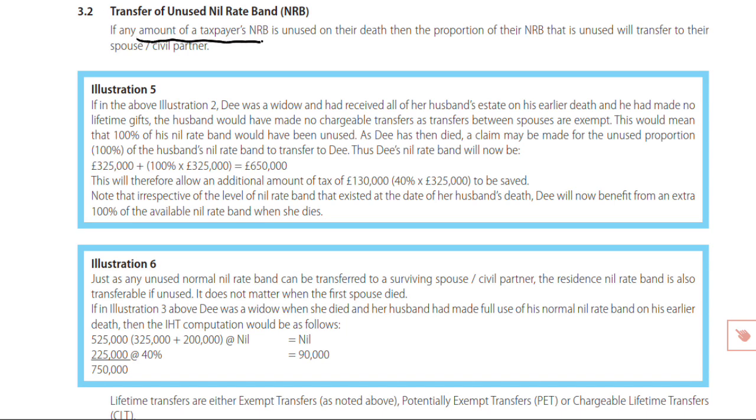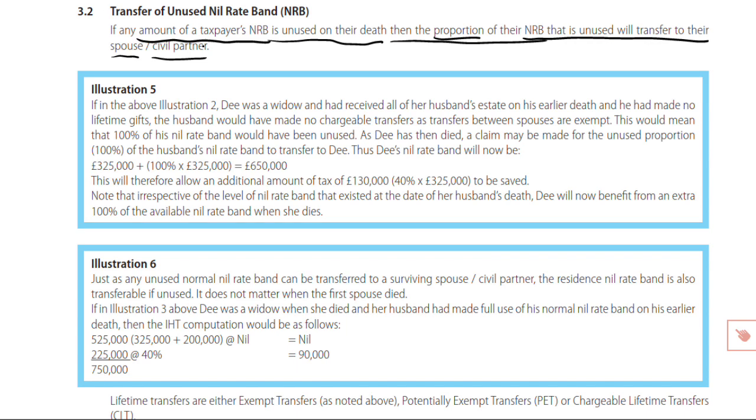If any amount of a taxpayer's nil rate band is unused on their death, then the proportion, so we'll be computing that as a percentage, we won't be computing it as a value figure of 100,000, 200,000, 325,000, whatever it might be. We'll be computing it as a percentage. Then the proportion of their nil rate band that is unused will transfer through to their spouse or to their civil partner, should they have one.